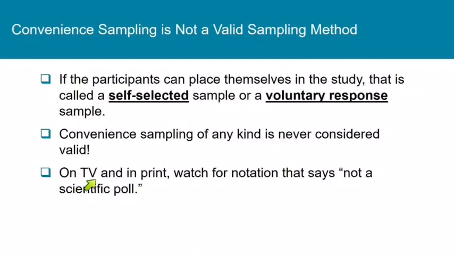And when you're watching TV or reading on the internet or maybe in a magazine or newspaper, watch for notation that says this is not a scientific poll. And what that means is this information was gathered by a convenience sample. People wrote in or clicked in or called in themselves, and the sample was not generated randomly. Therefore, you really can't draw any conclusion from it.